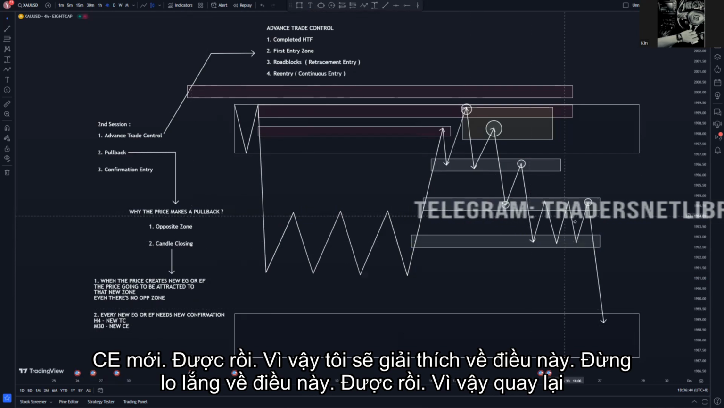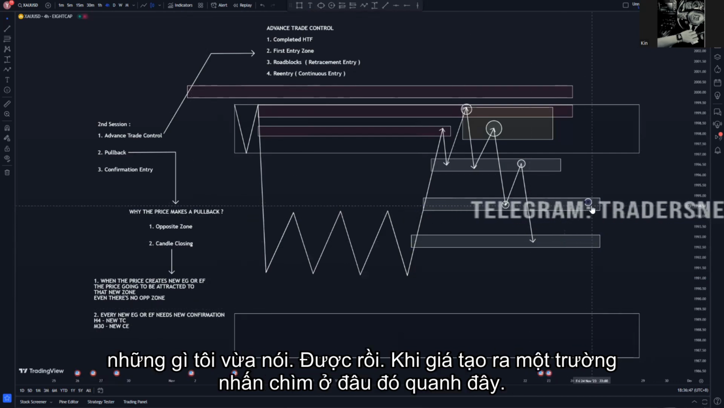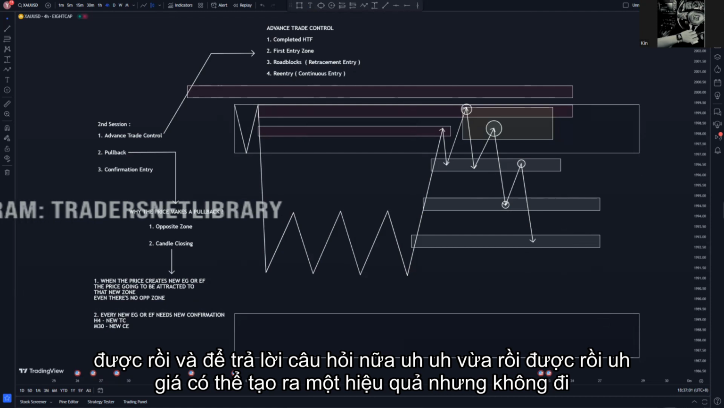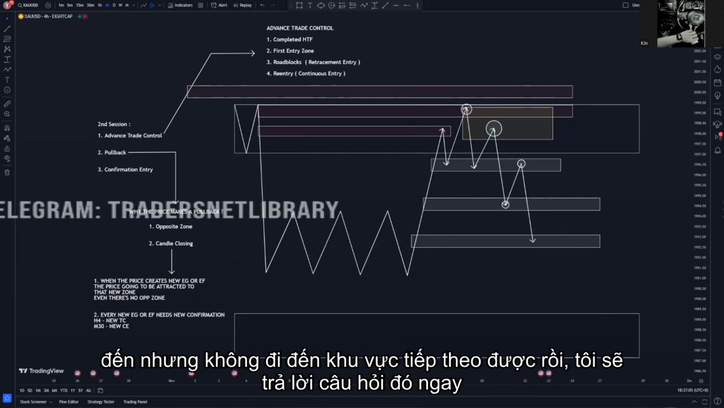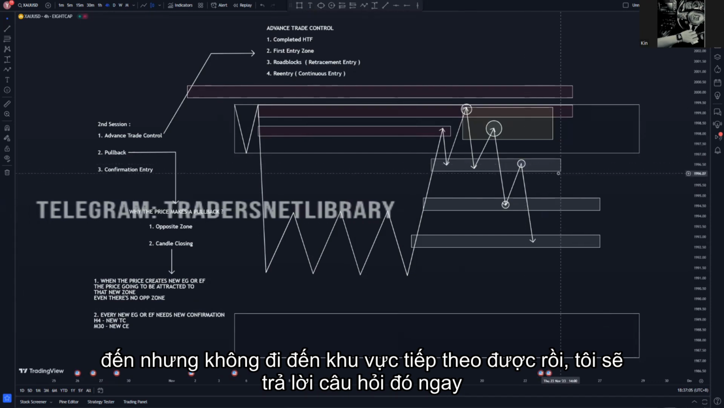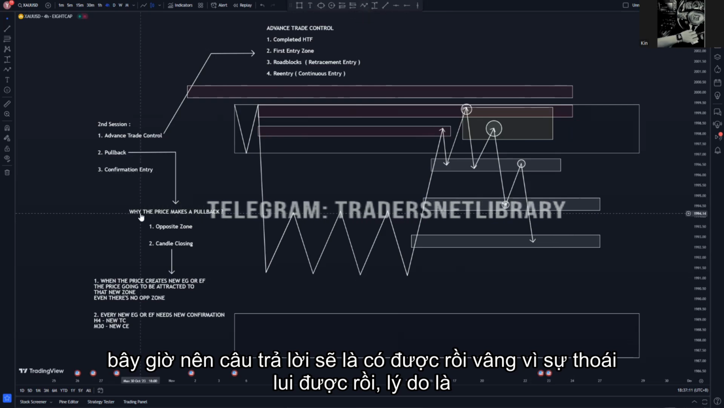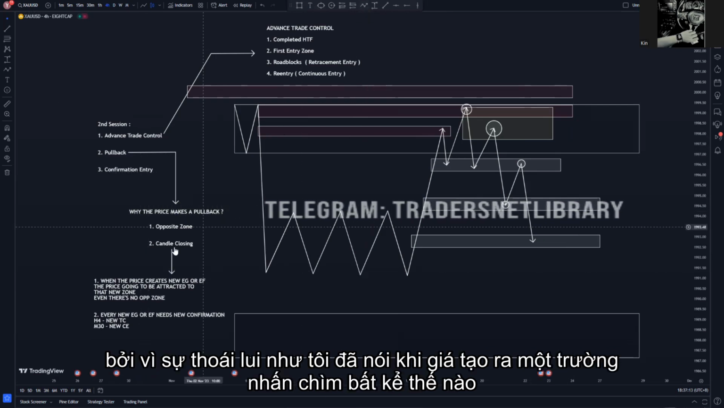So back to what I said just now. When the price creates an engulfing field somewhere around here, and to answer the question from just now, can the price create an EF but didn't go to the next zone? The answer is yes, because of the pullback.